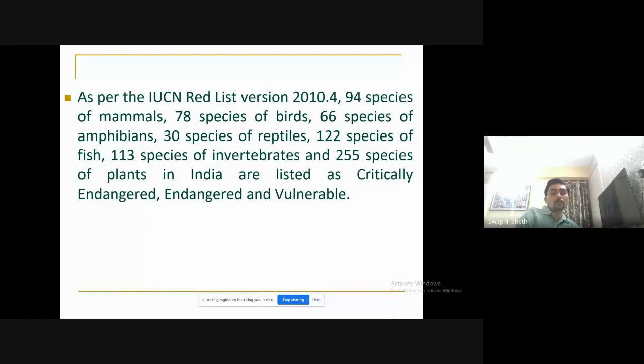As per the IUCN, the International Union for Conservation of Nature, according to their 2010 Red Data List report, 94 species of mammals, 78 species of birds, 66 species of amphibians, 30 species of reptiles, 122 species of fish, 130 species of invertebrates, and 255 species of plants in India are listed as critically endangered and in other vulnerable categories, as per the ecological studies.